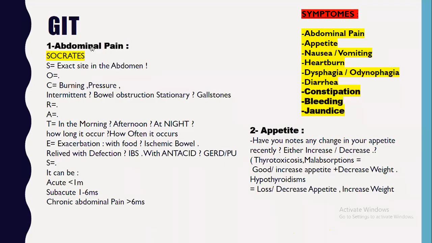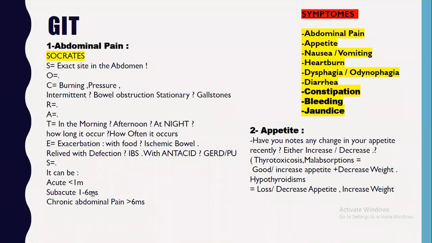Okay, we'll go through the third system, GI. GI, what are the symptoms? Abdominal pain, appetite. You ask about pain in the abdomen, about the appetite, nausea and vomiting, heartburn, dysphagia and odynophagia, diarrhea, constipation, bleeding, and jaundice. Okay, GI is kind of a very long history. You take it. Okay, you start with abdominal pain. I will not go through it. SOCRATES: site, onset, character, radiation, associated symptoms, and timing of the pain, exacerbating factors, relieving factors, and severity. Okay.